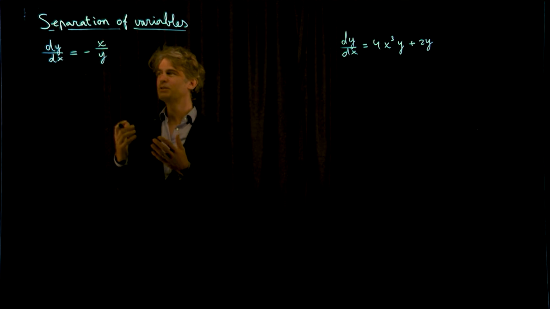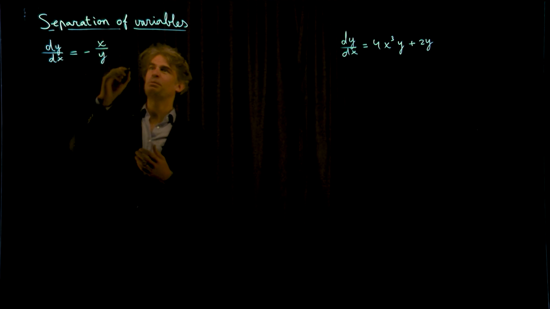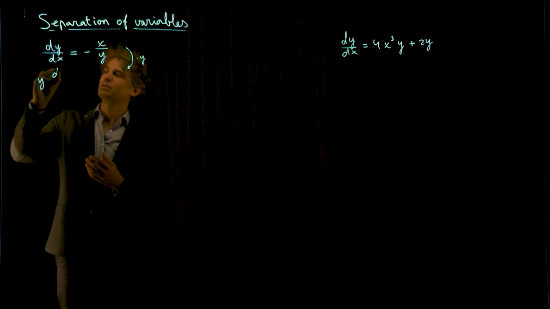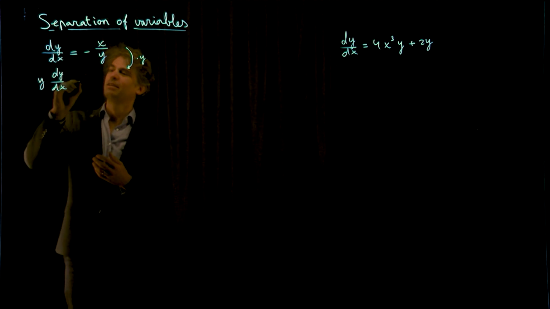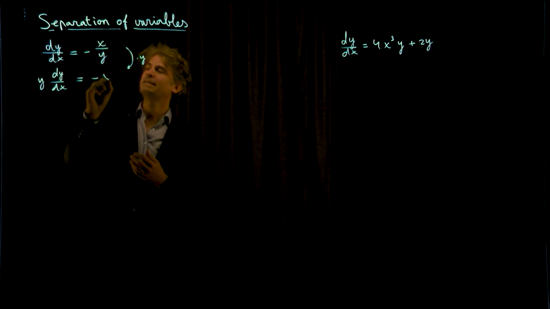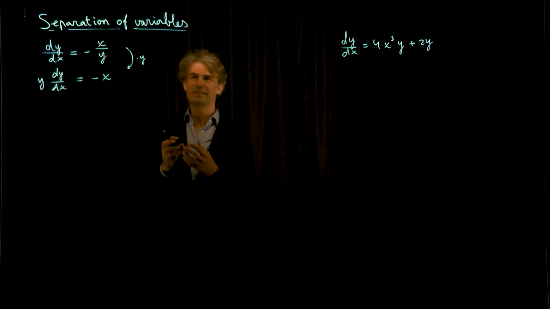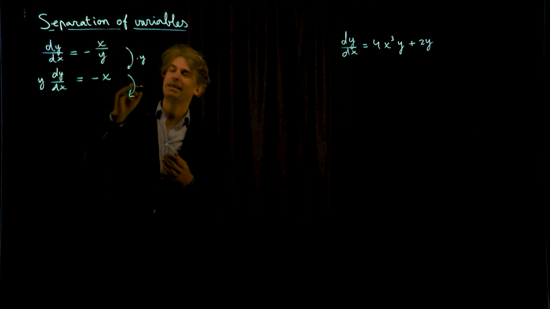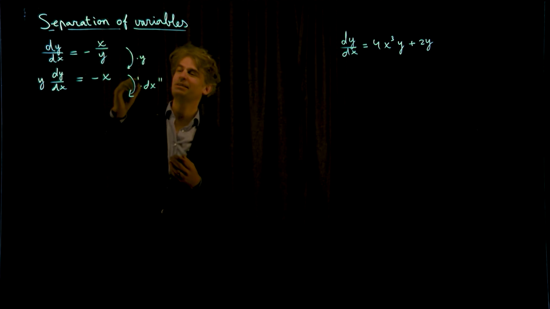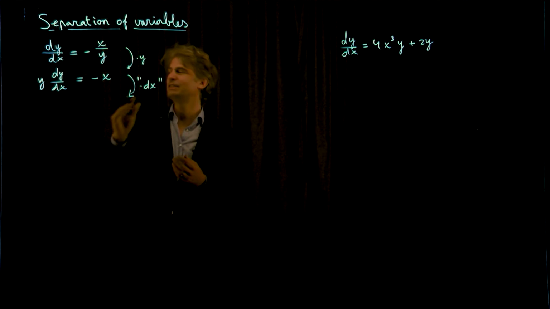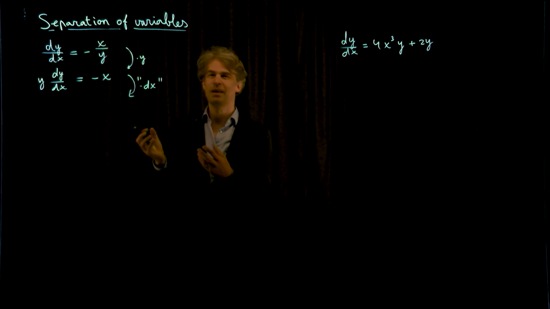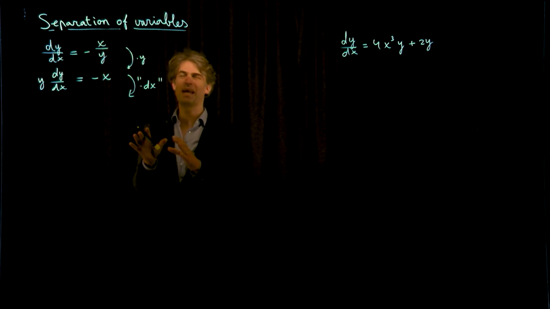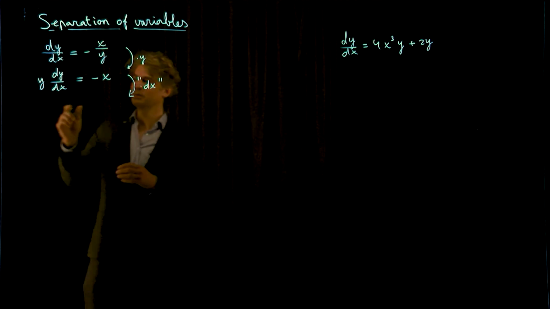Now the trick is first to rewrite it a little bit, and I multiply both sides by y. So I get y dy/dx equals minus x. And now I'm going to do something that's generally a little bit forbidden, because I'm going to multiply by dx. Now that in a sense is not allowed, right? Because dy/dx is not a real fraction. However, what I'm going to do now can be theoretically justified, so I'm just going to go ahead and do it.